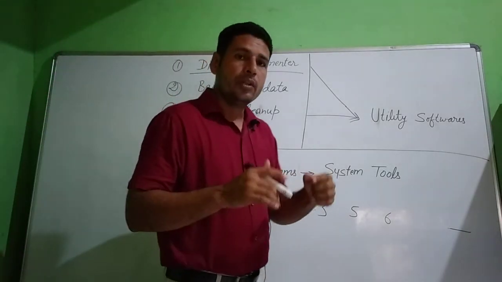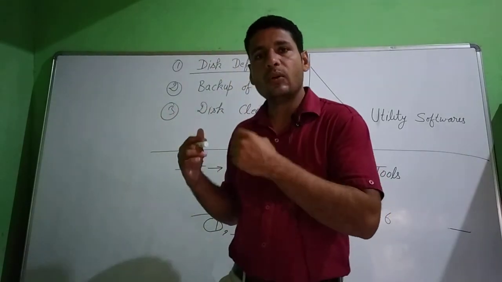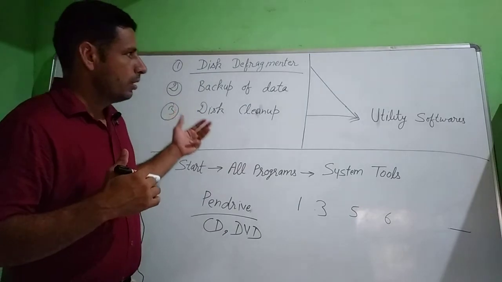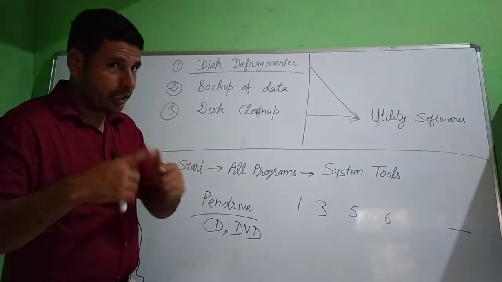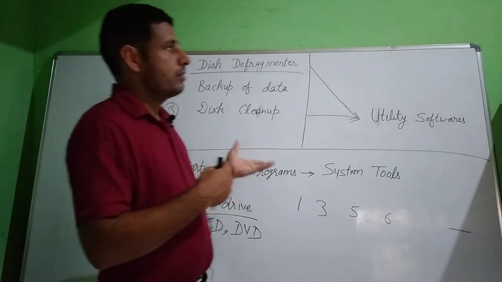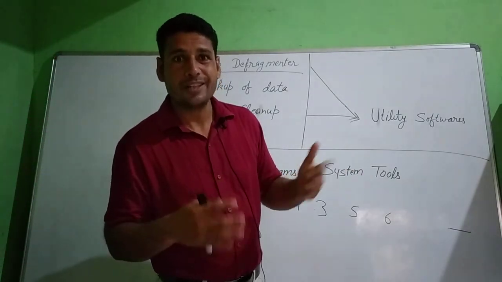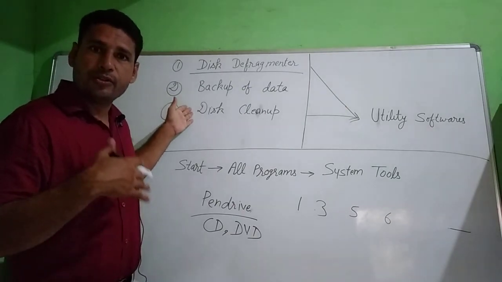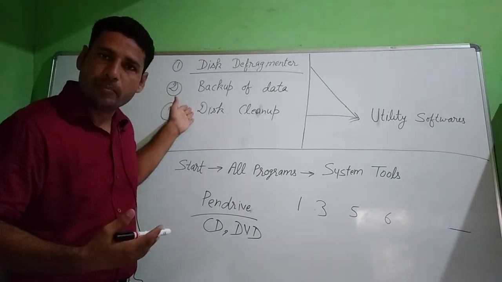Clear? I hope you understand these three basic utility softwares. Antivirus, I have told you, is not in your book. Antivirus is also a utility software that is used for protection. These three softwares are also used for the safety of the computer.